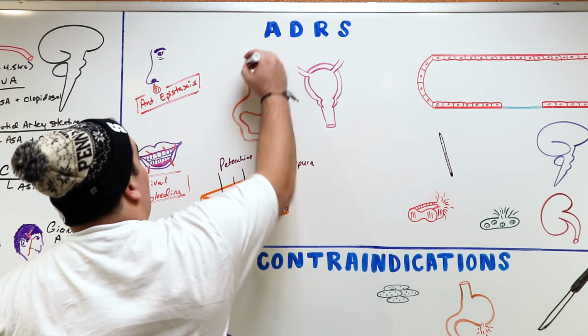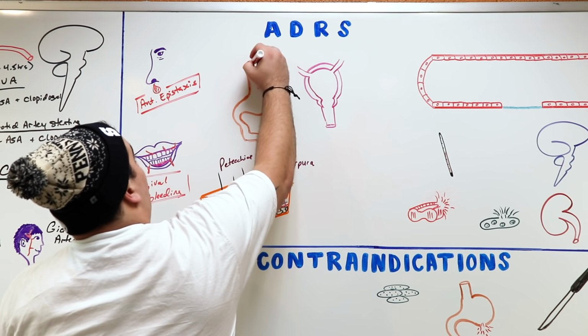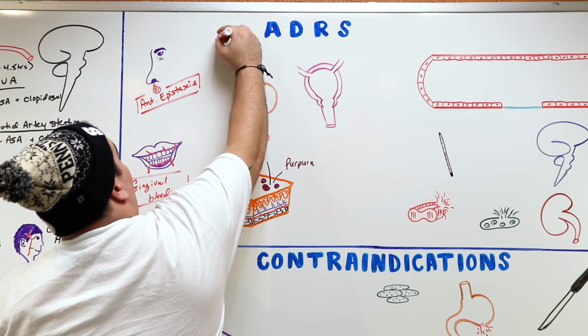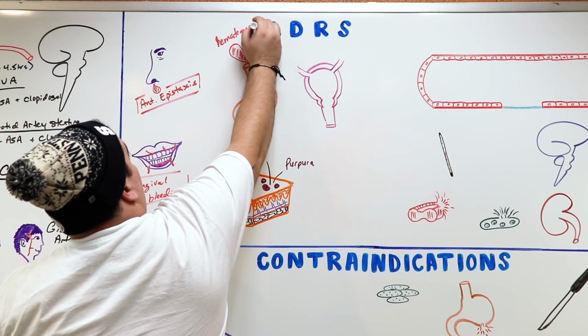Or if there's blood that's actually coming out through their mouth, right? So if someone is actually vomiting up blood, if someone is having hematemesis, right?